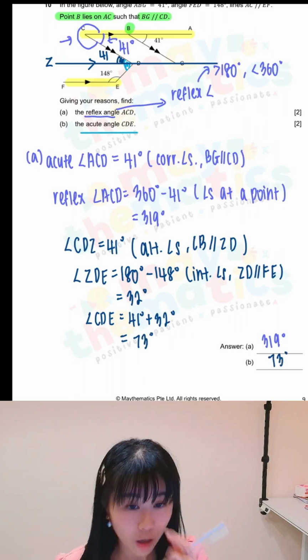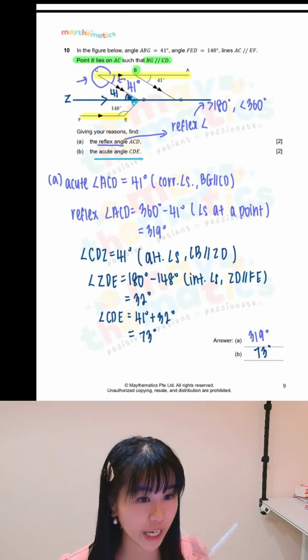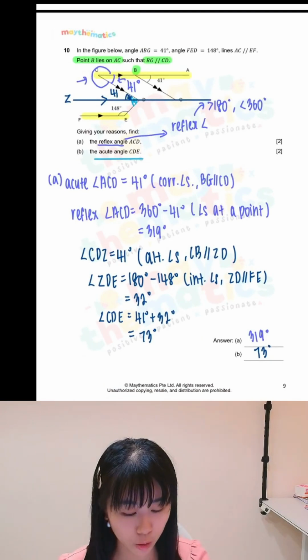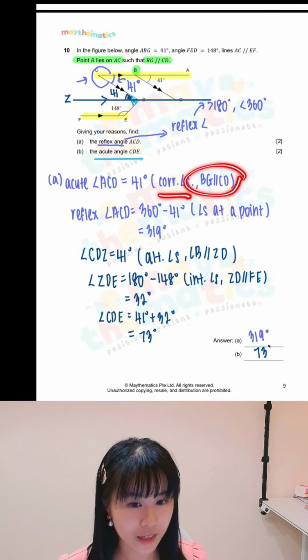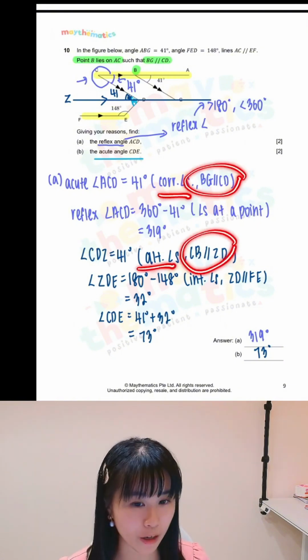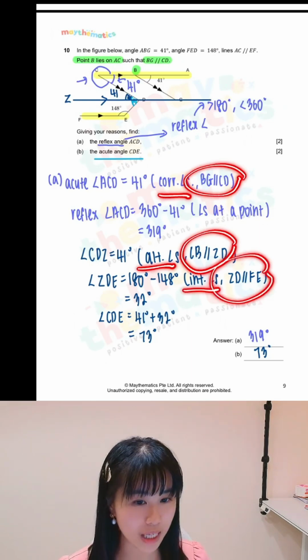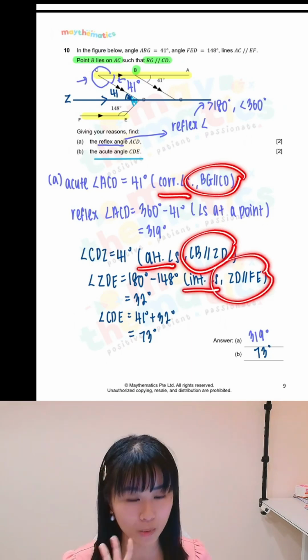Answer. Now over here, very interesting. This question covers 3 very important angle properties that you all need to know. First one, corresponding angles, must take the parallel line. Second one, alternate angles, must take the parallel line. Third one, interior angles, also must take the parallel line. These 3 types of angles, you must take the parallel lines.